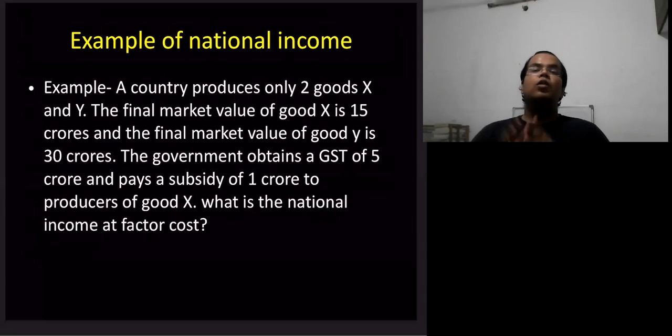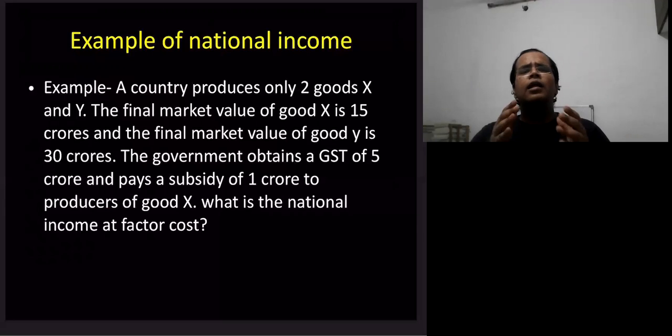All right. So there is a country. Actually, there are no countries like the country that I'm talking about. It's a fictional country. This country produces only two goods, good X and good Y. The final market value of good X is 15 crores and the final market value of good Y is 30 crores. The government obtains a GST of 5 crore rupees and it pays a subsidy of 1 crore to the producers of good X. So what is the national income at factor cost?